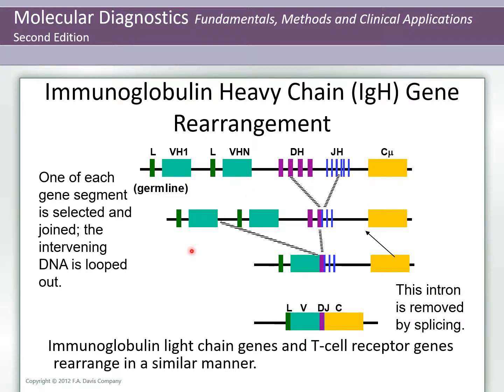The V segments are accompanied by a short leader region, L, coding for amino acids that will direct secretion or localization of the protein. One of each type of segment, V, D, and J, is selected and combined by an intrachromosomal recombination event. First D and J, and then V and D. The C, which is the constant segments, are joined through splicing or a secondary recombination event, known as class switching.